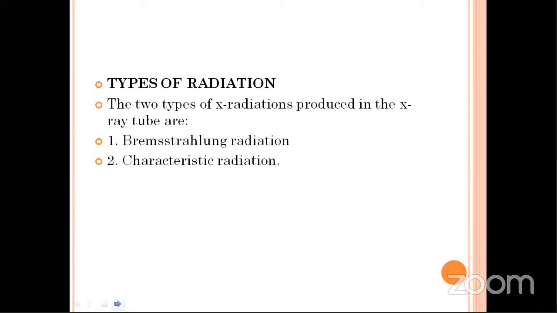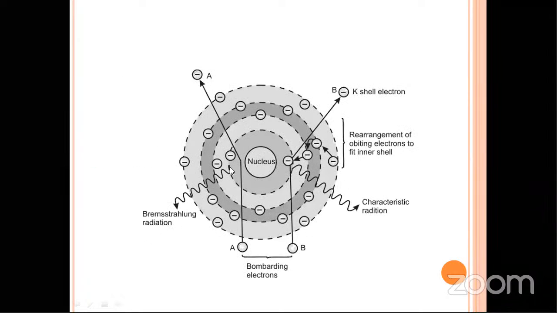So two different types of radiation are produced in the X-ray tubes. One is the Bremsstrahlung radiation, the other one is the characteristic radiation. So Bremsstrahlung comprises the majority of the radiation production, followed by the characteristic radiation. Okay, what is Bremsstrahlung radiation? It is also called the near hit breaking radiation, which actually follows the near hit hypothesis.